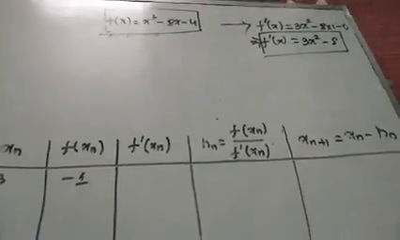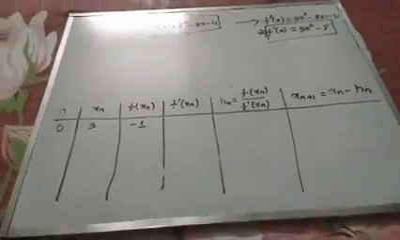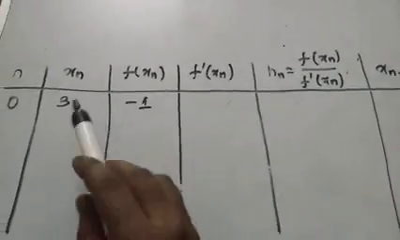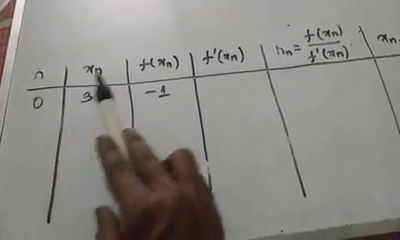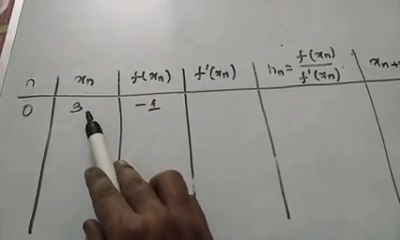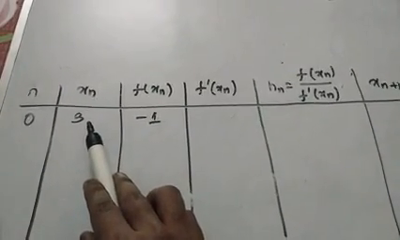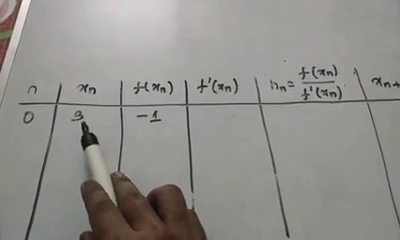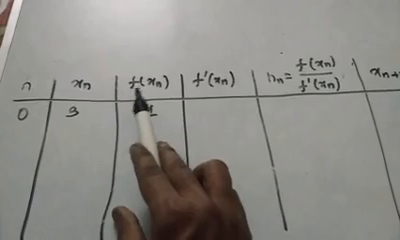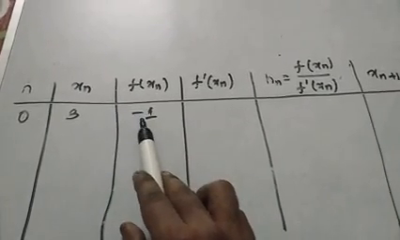So now come back to the table portion. What are the things next we require? xn. First of all, n is the 0 step. xn is the starting point of the interval. What was the interval? 3, 4. What was the starting point? 3. That's why xn is here 3. So now first of all, f(3). The f(3) value we know is minus 1.